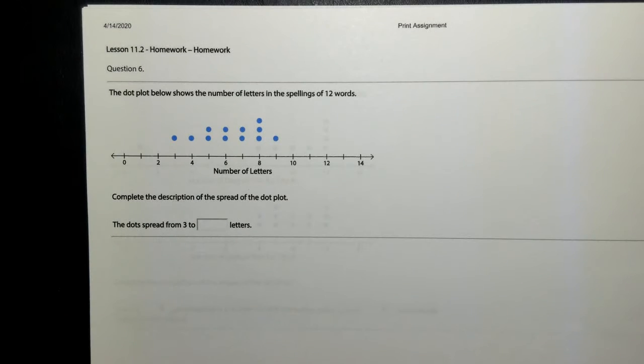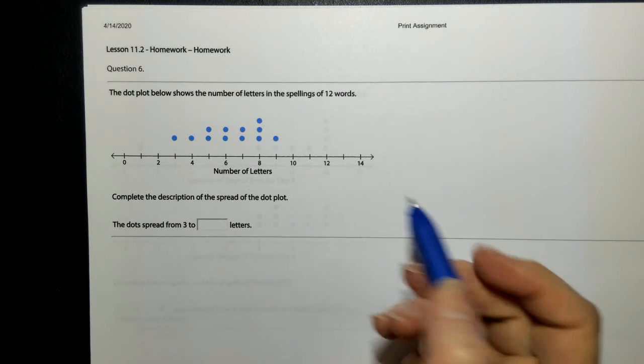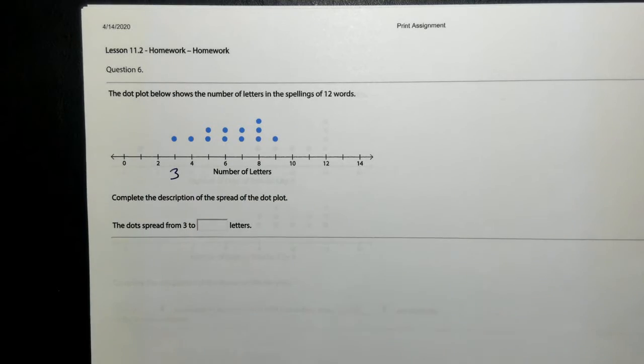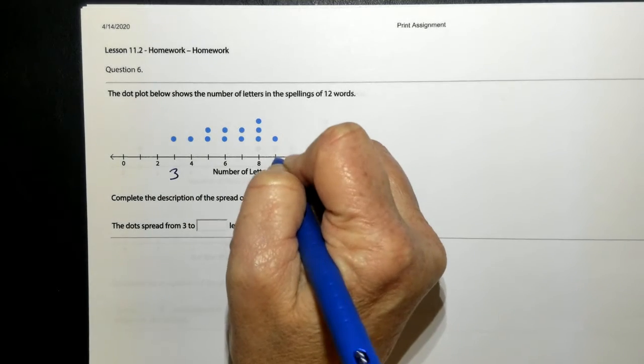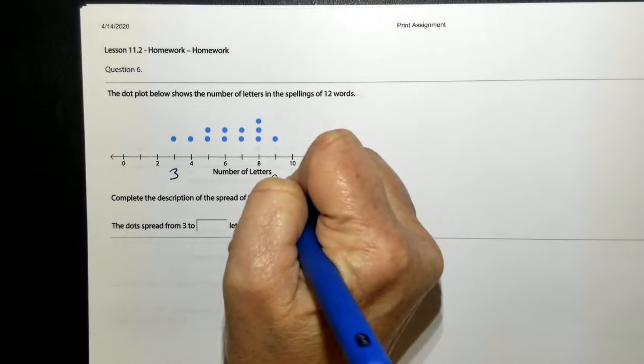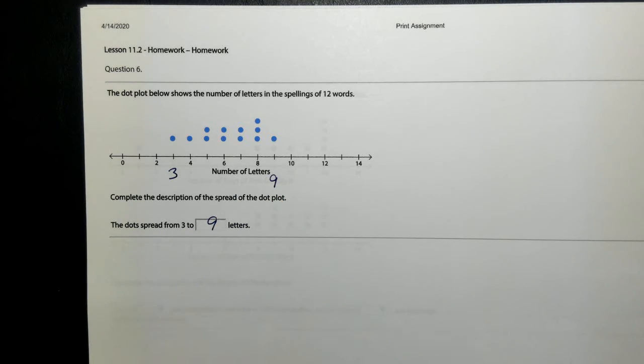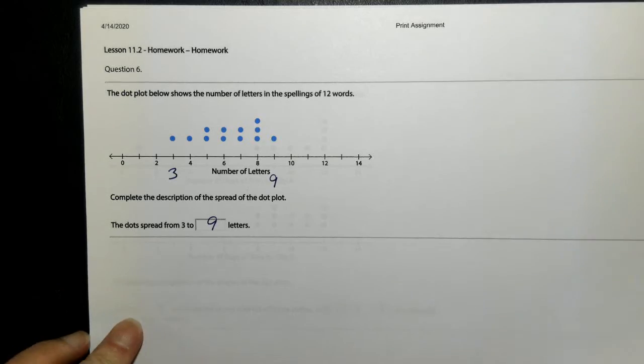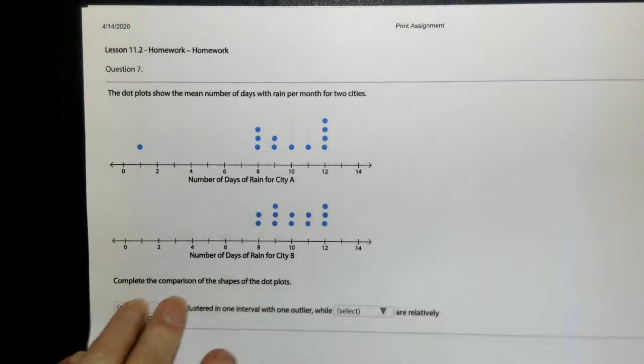Let's complete the description of the spread. The dots are spread from 3 to, well, what is this? This spread is looking for the min to the max. So we have 3 down here. And this number is 9, halfway between 8 and 10. So the spread goes from 3 to 9. Okay, that's not the range, but that is the spread. Okay, now let's continue on.